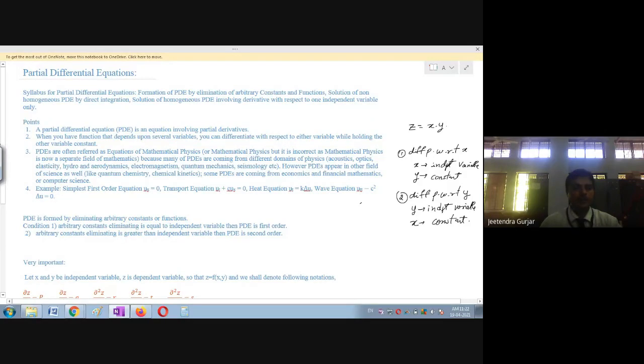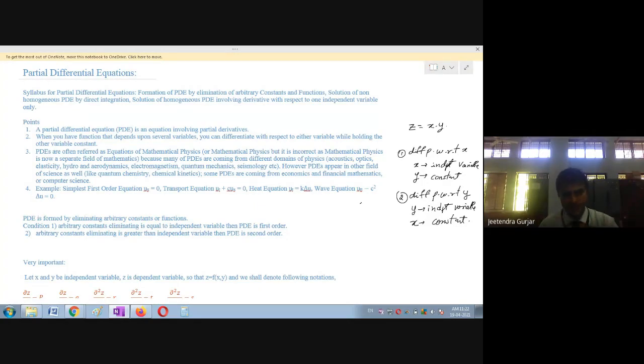Okay, next what we are going to study in this PDE: these PDEs are often referred to as equations of mathematical physics, but that is incorrect as mathematical physics is now a separate field of mathematics, because many PDEs, that is partial differential equations, come from different domains like optics, acoustics, elasticity, hydrodynamics, electromagnetism, quantum mechanics.